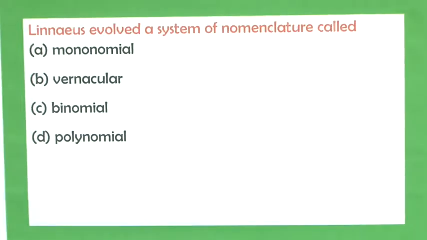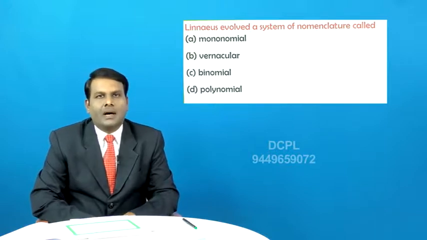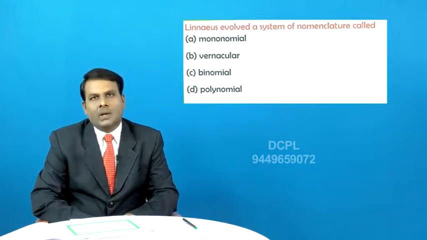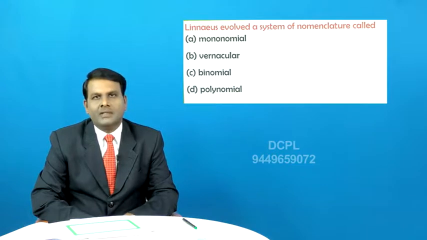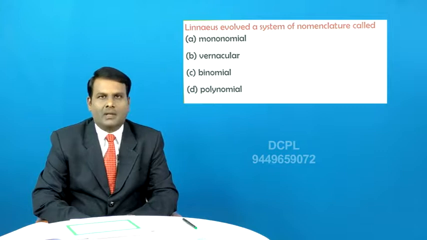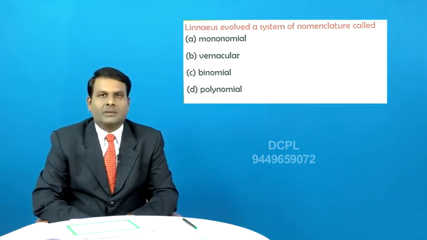Dear students, Carolus Linnaeus introduced naming of organisms based on a scientific pattern. That is called binomial nomenclature, and this scientific name can be referred to by the whole world, because there are a lot of common names referring to a single species, which causes a lot of confusion. That is why the scientific name, proposed by Carolus Linnaeus and called binomial nomenclature, is in place.